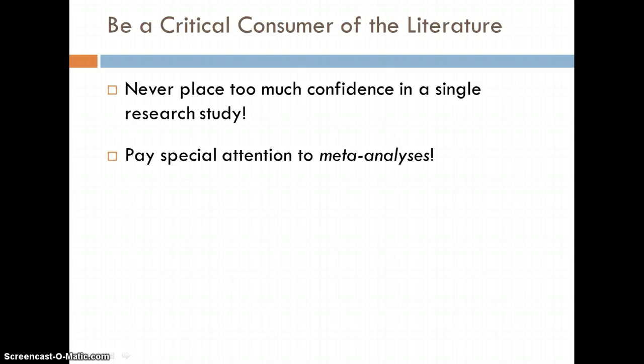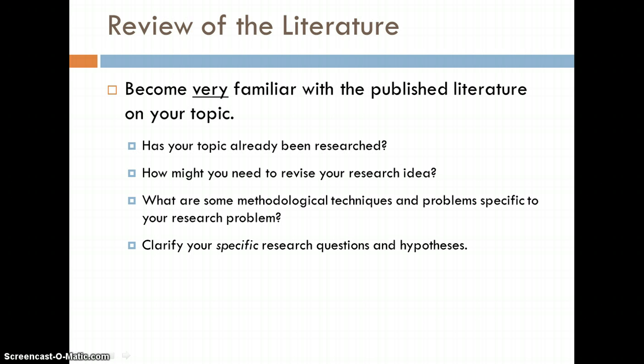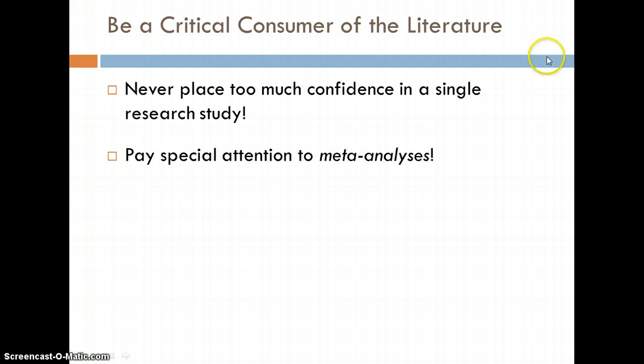This is part two of our screencast series on how to develop your own research idea or proposal. We stopped at the end of the first screencast talking about the importance of developing and conducting a literature review. We said it was important because you want to find out a couple of things. Has it already been researched? How might you need to revise your idea? What are some methodological techniques or problems that are specific to your idea? And, in general, to clarify your specific research questions and hypotheses.